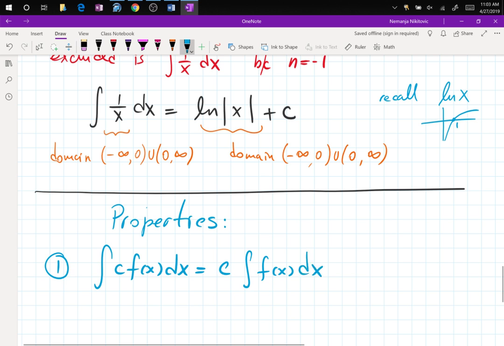Guys, this is the property that you had for limits. It's the property you had for derivatives. And now you have the same property for integrals. If there is a constant, kick it outside. Deal with it later, at the end. You just multiply everything by a constant. Same rule you had before is still here.